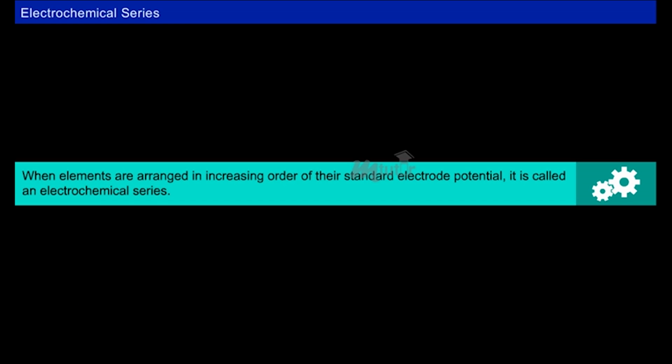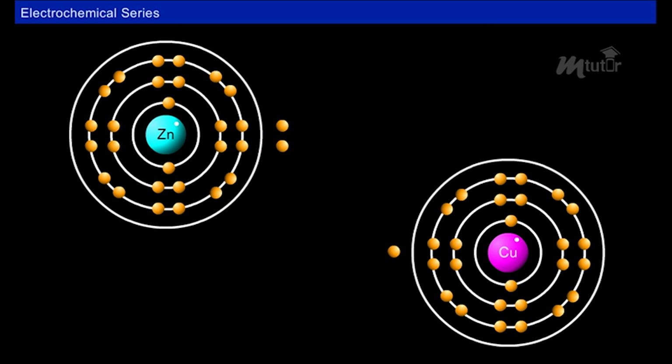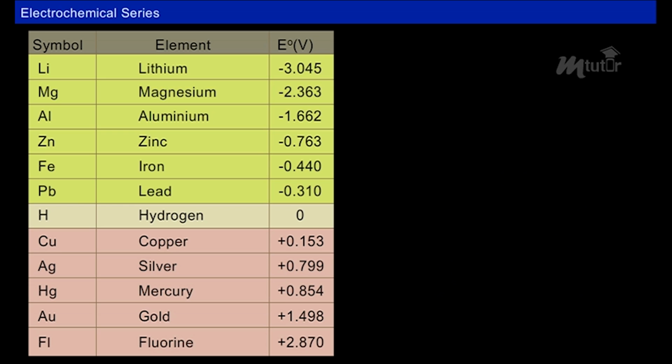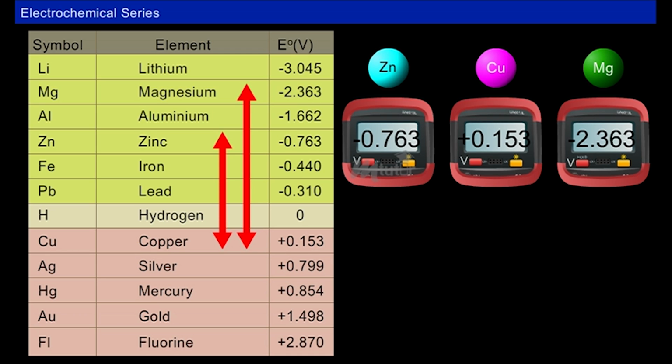When elements are arranged in increasing order of their standard electrode potential, it is called an electrochemical series. The electrochemical series is a list of metals and other substances arranged in rank order based on how easily that atom may lose electrons. Based on the volts across the electrochemical cell, the metals are separated apart in the electrochemical series. This is known as difference in electrode potential.